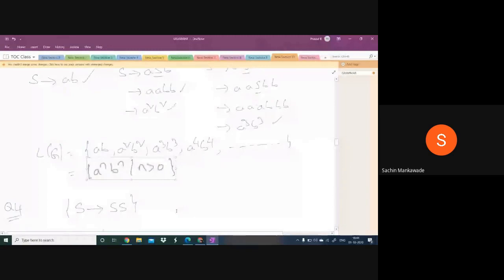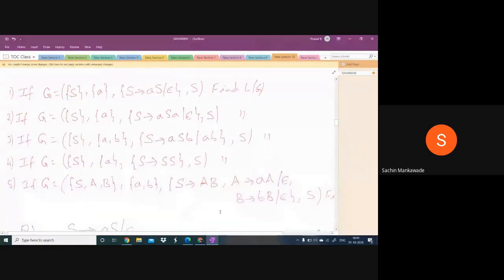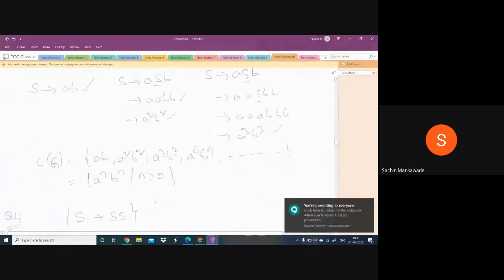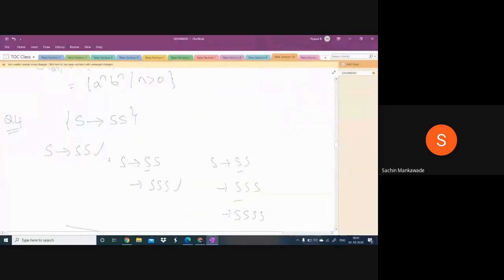Next. What is the answer for this? Fourth question. Anybody? Fourth question answer. S there is SS. So SS it can produce.